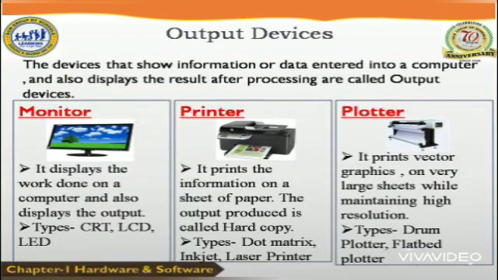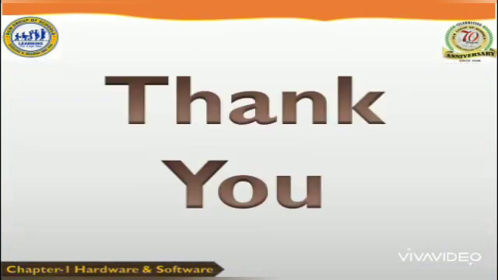The next is printer. The printer prints information on a sheet of paper, and the output produced by the printer is called hard copy. Its types are dot matrix printer, inkjet printer and laser printer. And the last is plotter. This device is being used by civil engineers and designers to design the high vector graphics and to design the maps of the buildings, and its types are drum plotter and flatbed plotter.